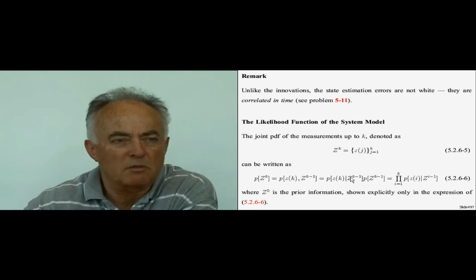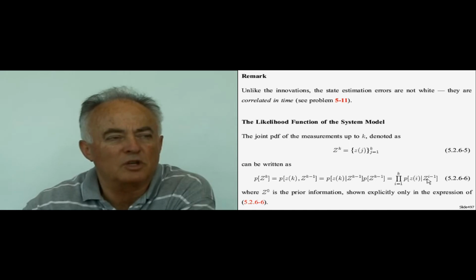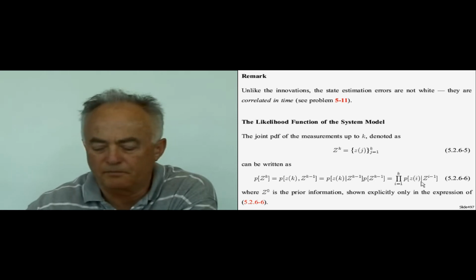Now, what is the first one? p of z_k given z super k minus 1. Now, the second term we can obtain by decomposing p of z super k minus 1 in the same fashion all the way down to the conditioning being z_0, the initial, the prior information. So what we have here is a product of the conditional PDF of the measurement at time i given all the previous measurements, and this product over all the i's.